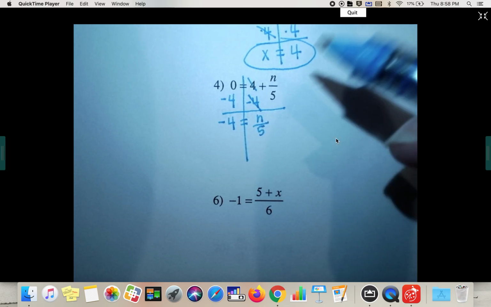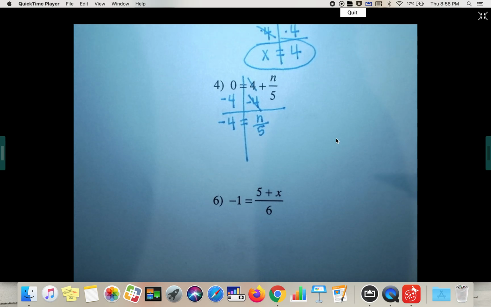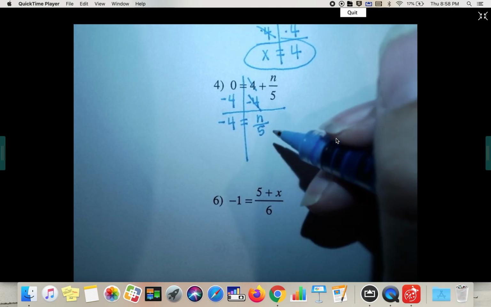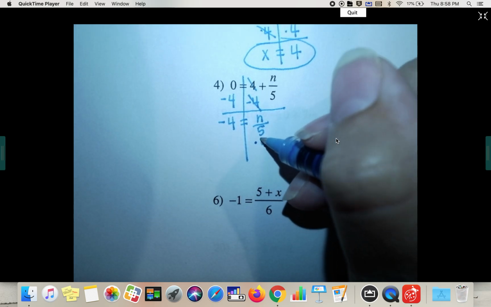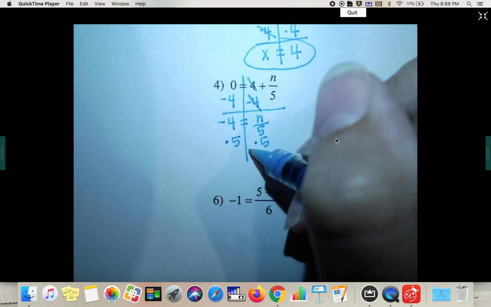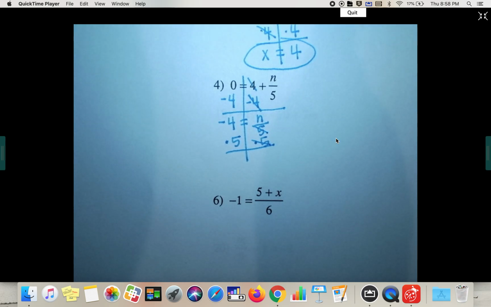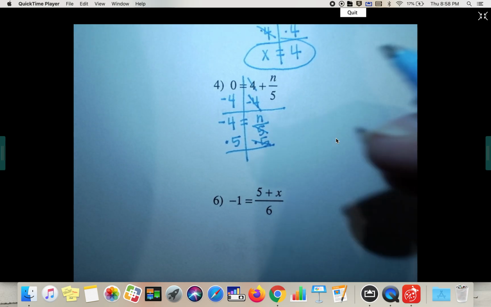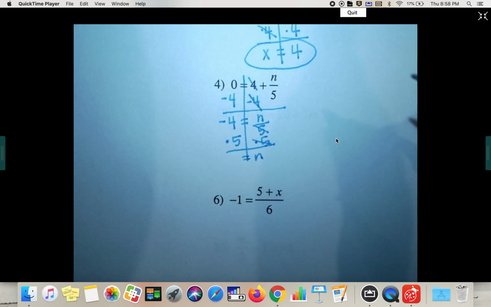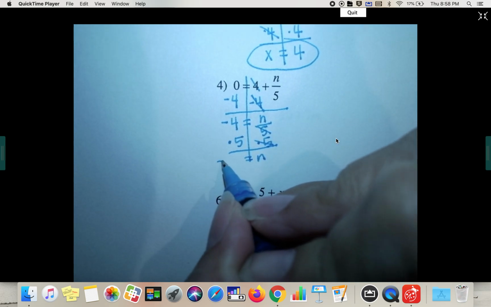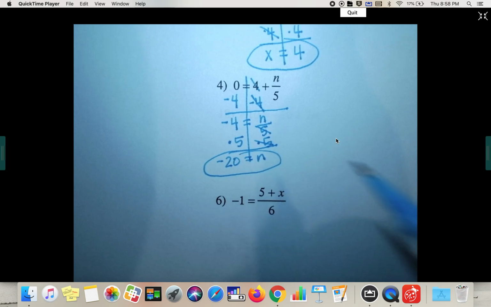All right, last step, n is being divided by 5. There's my dog. Sorry. So you're going to multiply by 5 on both sides. That would leave n equals negative 4 times 5. Again, just use your calculator. It would be negative 20. Okay, number 5.